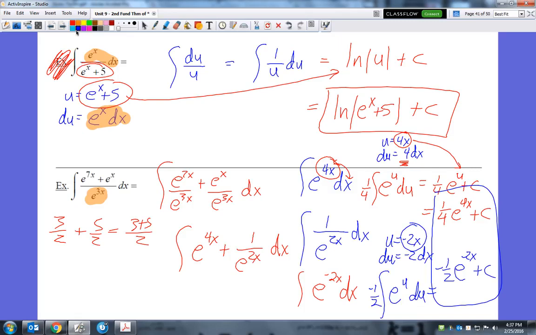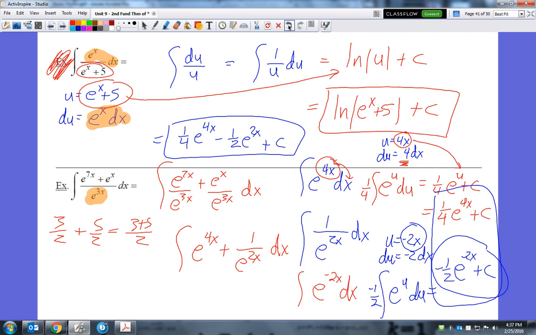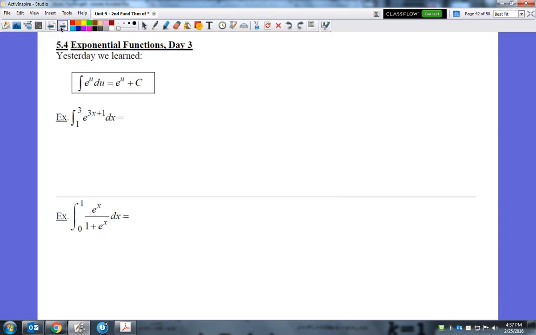So negative 1/4, or sorry, positive 1/4 e to the 4x, and you could have written this like this if you wanted to, okay? However you want to do it. So 1/4 of e to the 4x plus this answer, so I'm just going to put minus 1/2 e to the 2x plus c. And I should get that. Okay? Alright, so now let's move on.